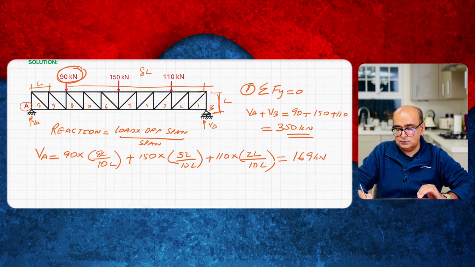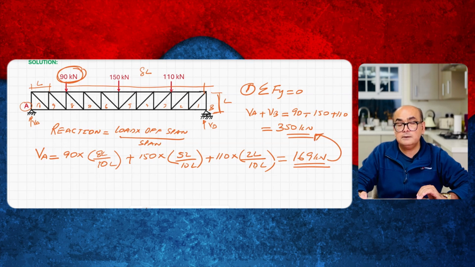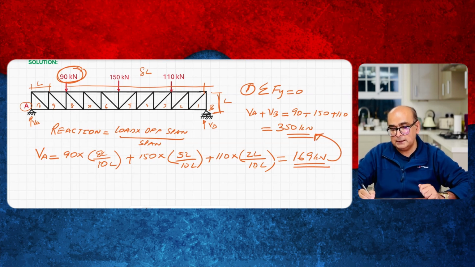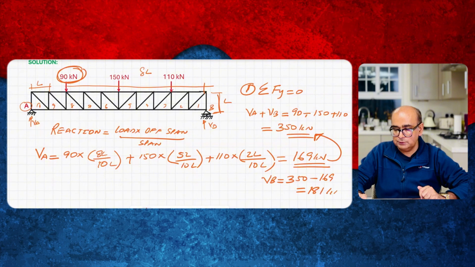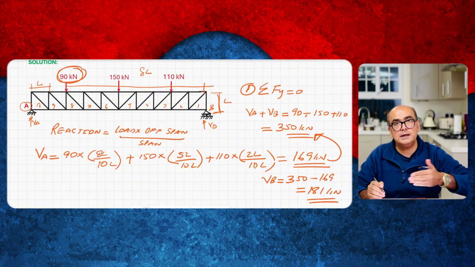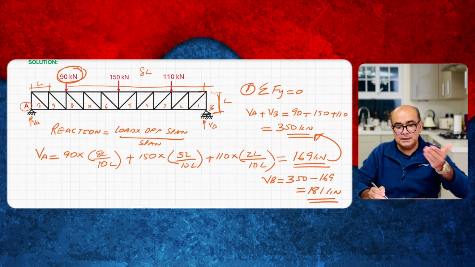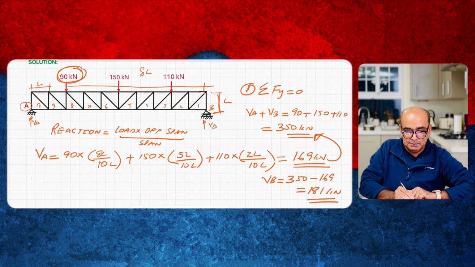169 kilonewton. If you like, you can subtract this value from the total load, and you will get VB. So VB will be equal to 350 take away 169, and this will give me 181 kilonewton. So this is VB. But just for extra clarity, I will apply the same formula for VB as well to work out VB, that is load times off span.